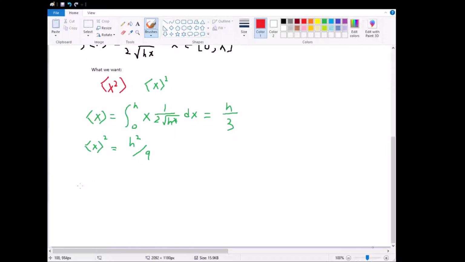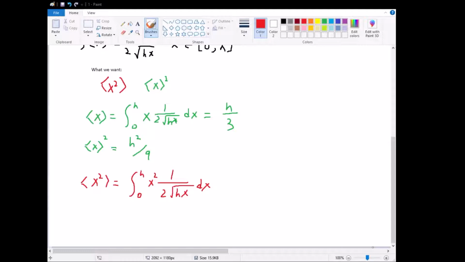Moving on, finding the average of x squared is kind of analogous. The integral is just a little bit more complicated. We are dealing with an integral, same thing, 0 to h, but this time instead of x, we put in x squared, and then we multiply it by 1 over 2 square root of hx, dx. And once again, to make this entire process a little bit less painful, I will simply plug this into an integral calculator.